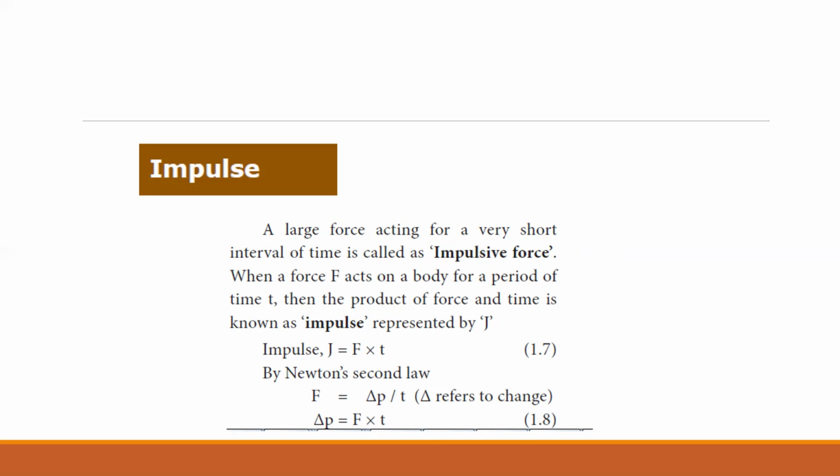By Newton's second law, we know that F is equal to delta P by T. What is delta P by T? The rate of change of momentum. So the change of momentum we can say is F into T. The division T comes to the other side, so it becomes multiplication. So delta P equal to F into T.